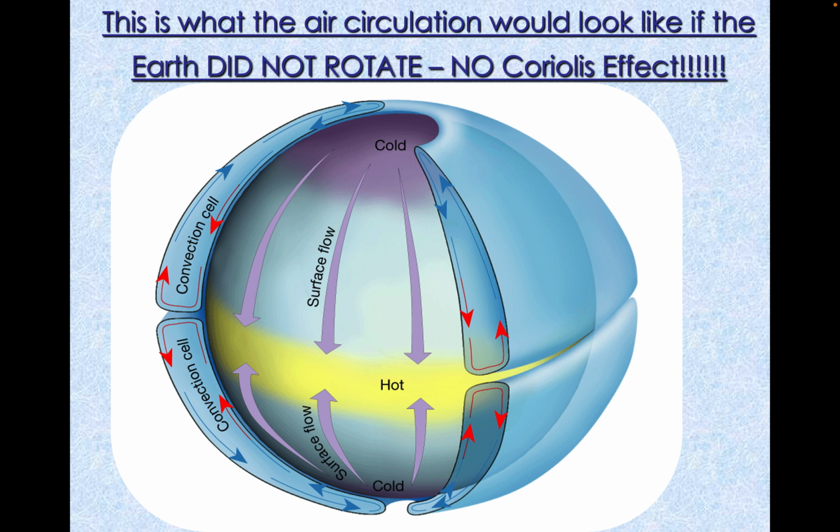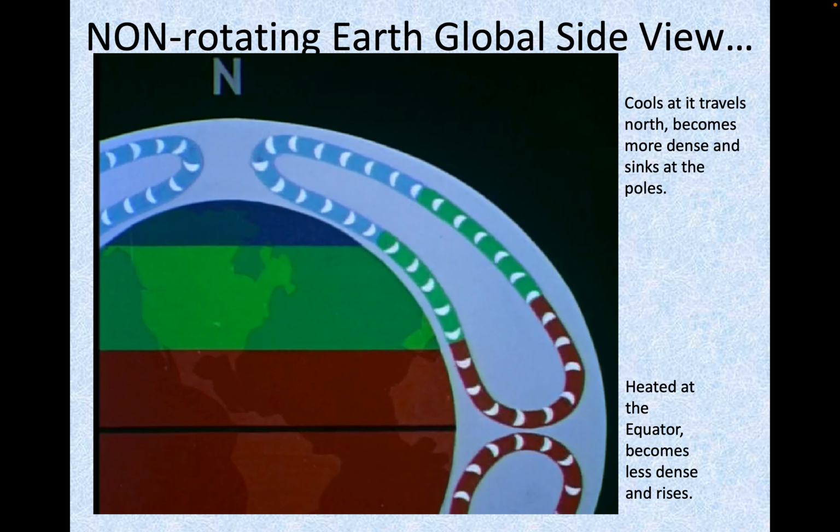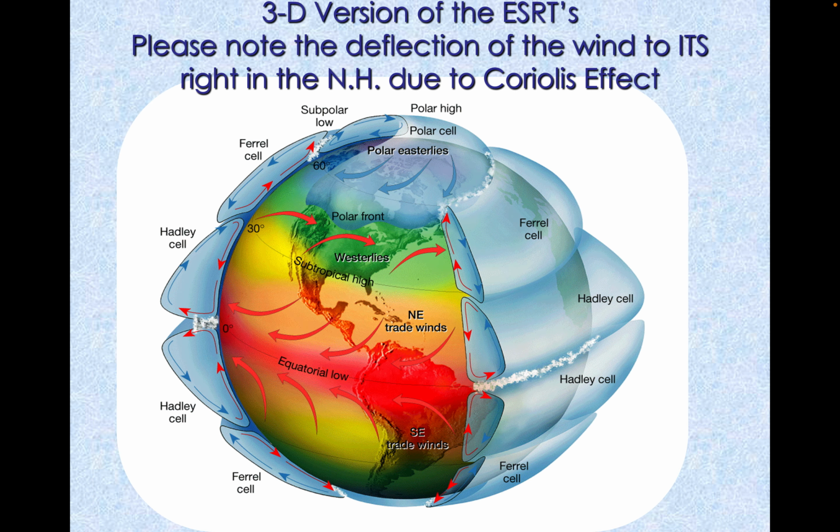It's heated and rises at the equator, goes to the poles, gets really cold, and makes its way south. It would be two ginormous convection cells, but that's not how it works, because what is the Earth doing? Rotating. So that's a side view of what would be the convection current in the northern hemisphere if the Earth did not rotate. Okay? But this is the real deal here. This is what really happens.